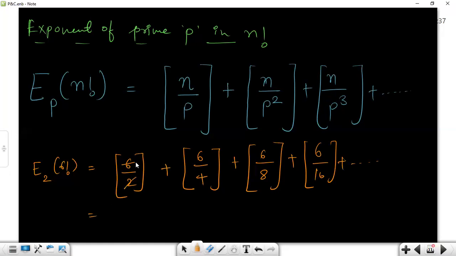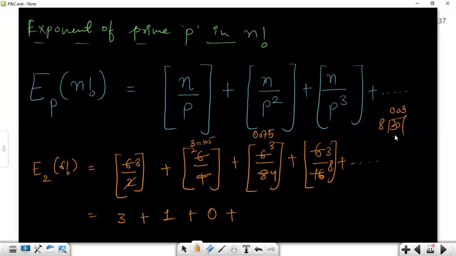6 by 2 is 3. Now the greatest integer of 3 is 3 only, because it is itself an integer. Okay, great. Plus 6 by 4 is 3 by 2, which is 1.5. It's a positive number, so its greatest integer function will only be 1. Cool. This is 3 by 4, which is 0.75. Its greatest integer function is 0. Plus 6 by 16 is 3 by 8.